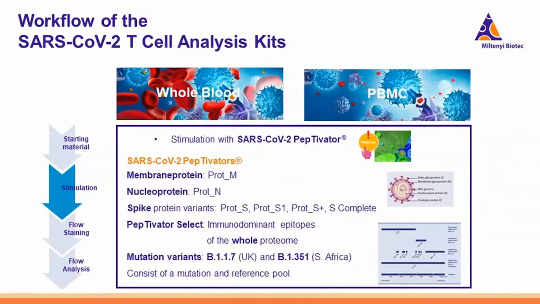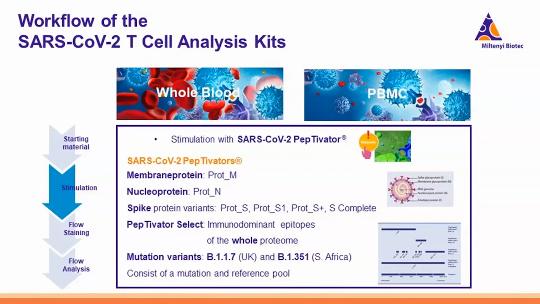SARS-CoV-2 specific peptide pools are available for the membrane glycoprotein, the nucleocapsid protein, as well as the surface protein. Peptide pools M and N cover the whole sequence of the respective protein, whereas different variations of the peptide pool for the spike protein are available. We have Peptivator pools which cover different parts of the spike protein, as you can see here on the right side. Newly available is the Peptivator SARS-CoV-2 S complete, which covers the complete sequence of the spike protein.